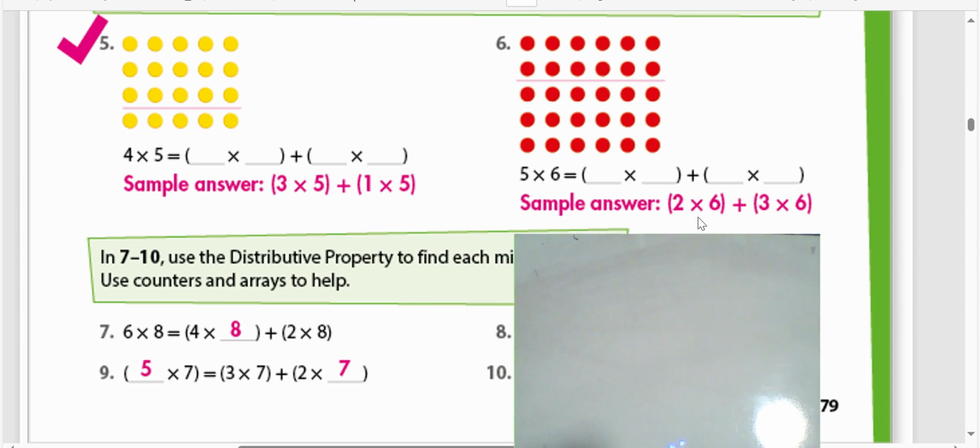5 times 6, we can write 2 times 6 plus 3 times 6. We have 2 rows, each row contains 6 elements. And here 1, 2, 3, 3 rows, each row contains 6 elements. 2 times 6 plus 3 times 6.